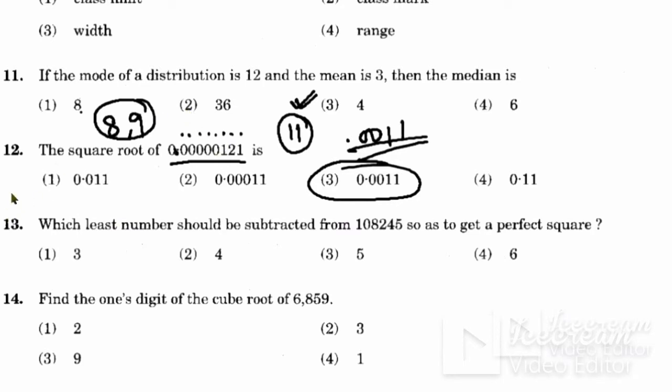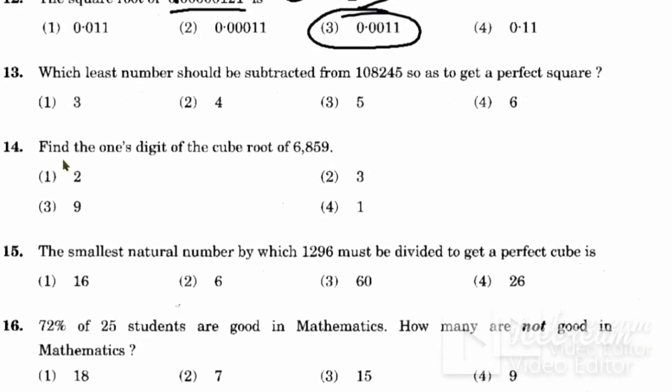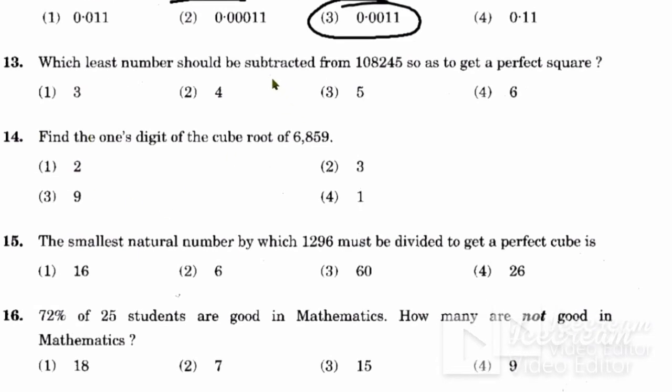Okay, so now question number 13. So question number 13 is here. What is the least number that should be subtracted from 108245 so as to get a perfect square?